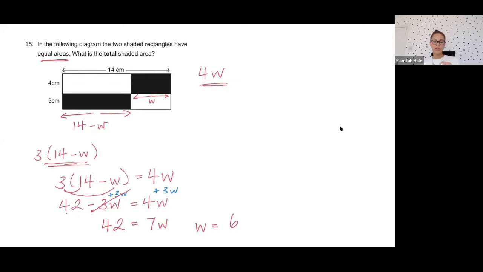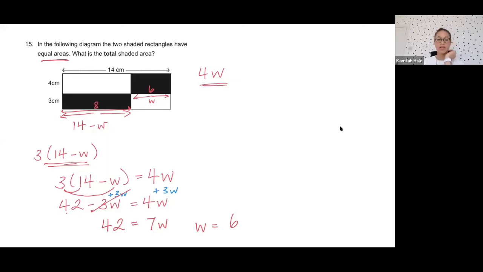Right, so let's look at the original diagram. Now we know that W is 6. We know that this is 6. And then what is this length? Remember we said that would be 14 take away W. And we know what W is now, so what's that length? Good, 8.